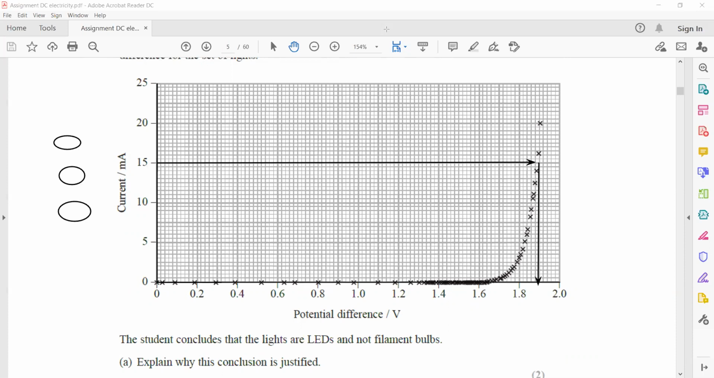This is not the symbol for LED. I was just making a block diagram, but this is a symbol for LED, light emitting diode. Arrows are pointing out.